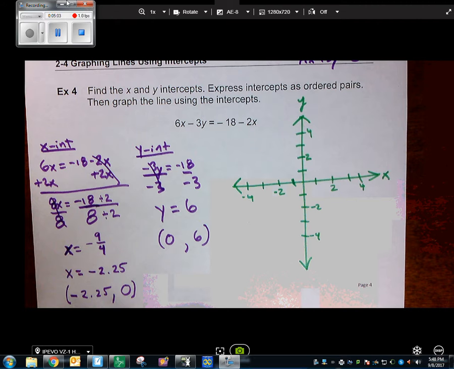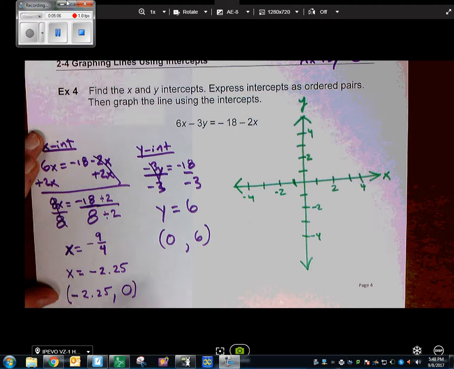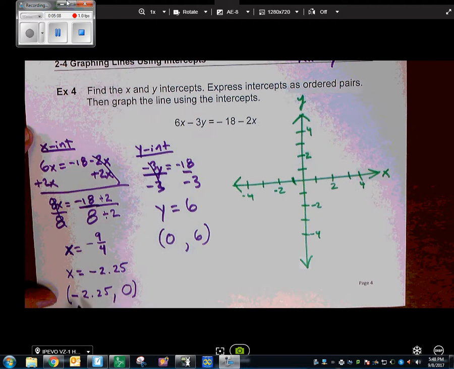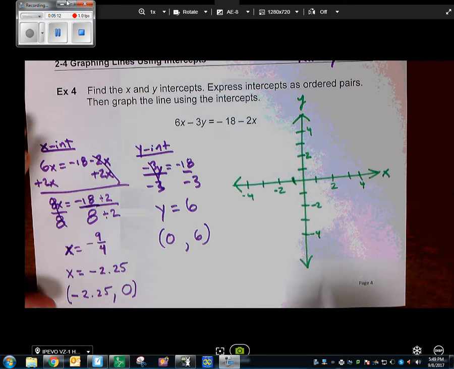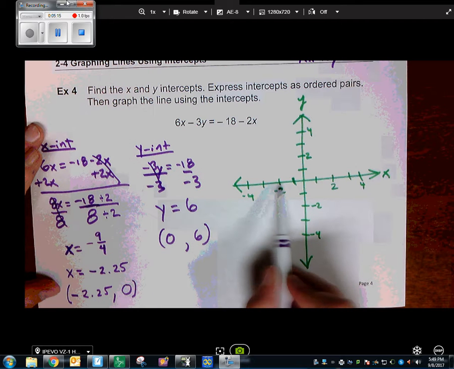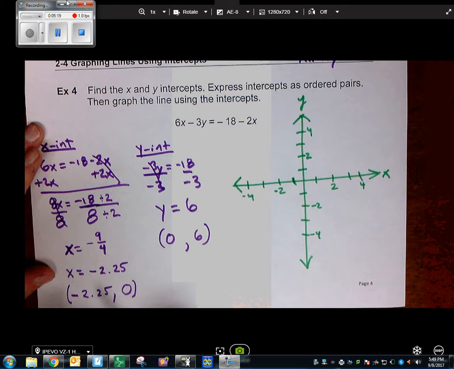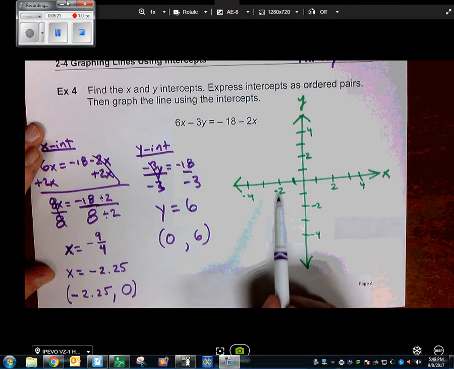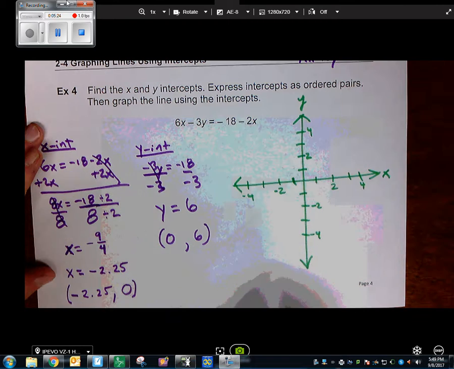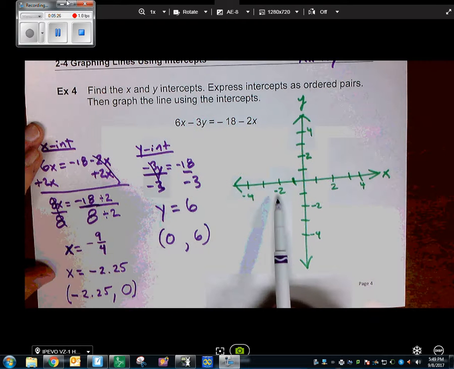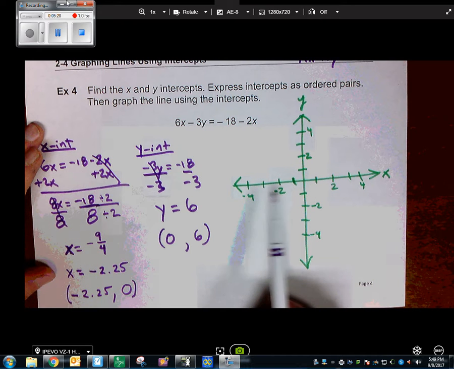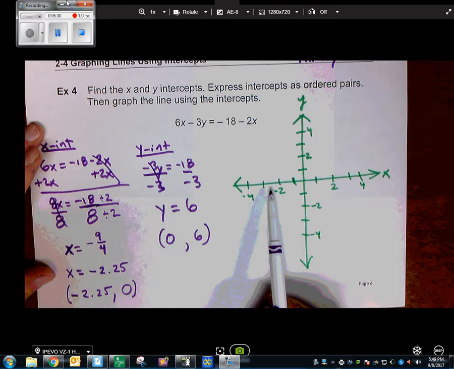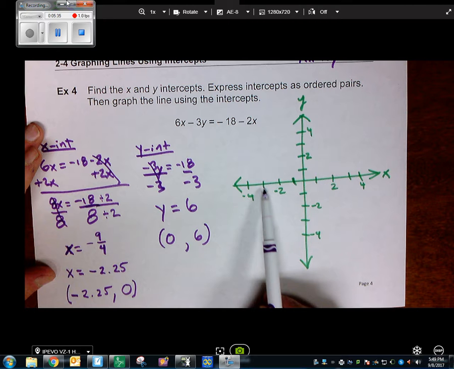Let's get our line graphed. Let's start with the harder one first. Our x-intercept is negative 2.25. Yuck. How do I plot that? Clearly, it's going to be between negative 2 and negative 3. But what am I closer to? Am I closer to the negative 2 or the negative 3? I'm closer to the negative 2. If I were halfway between, I'd be at negative 2.5. And if I were even closer, I might be something like negative 2.6, negative 2.7. That's going to be closer to negative 3.